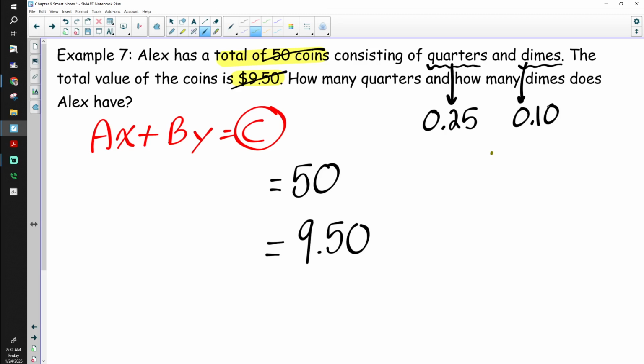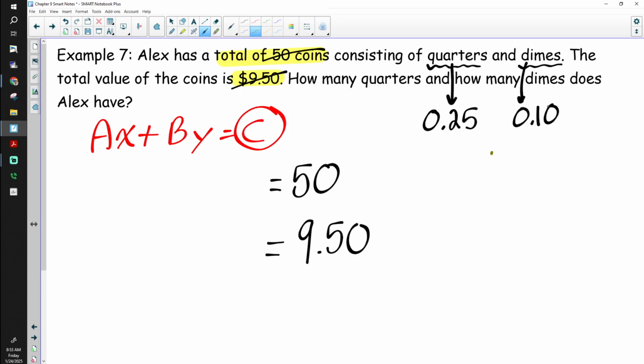Why wouldn't we just do 25 cents and 10 cents? Do you know why that would mess the problem up? Because what unit is this 9.50 in? This is in dollars, which means we need to make sure these are in dollars. Okay? I can't have an equation made up of some things talking about cents and then something talking about dollars. Does that make sense? Okay.